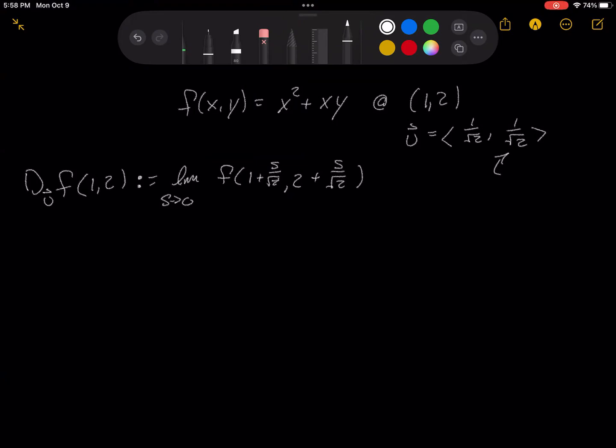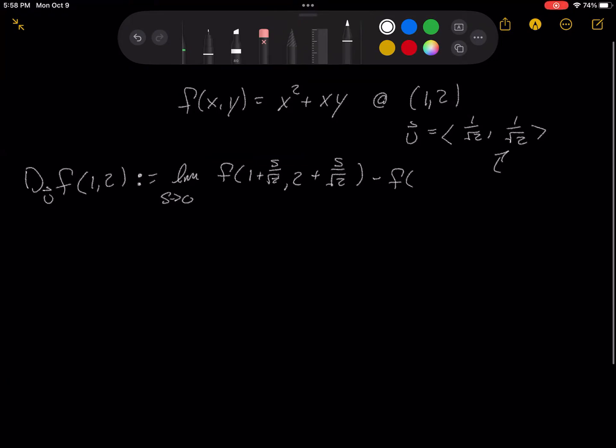And our goal is to send s to 0, i.e. we're shrinking the distance that we travel. It's really the exact same thing as your regular limit definition of a derivative, except now we're not specifying the direction, or rather, we can go in any direction, right? So that's your function at a little bit past your point. You'll subtract off your function at the point, just like we do in our regular derivative, and then we'll divide by the distance that we traveled, or s.